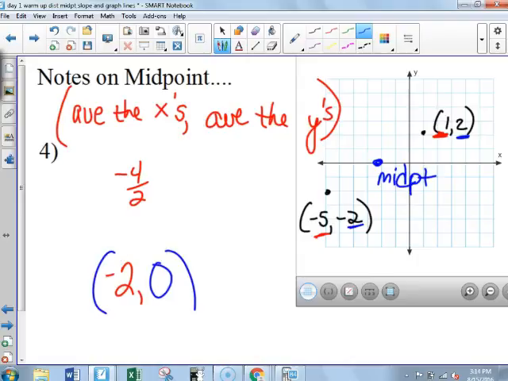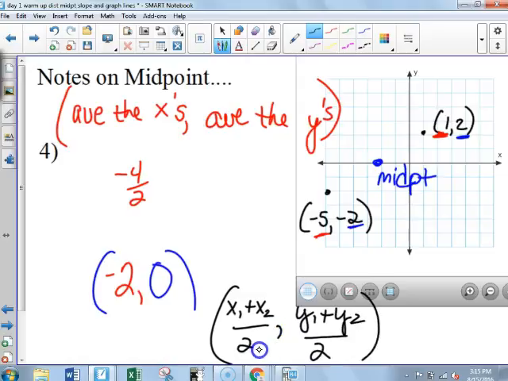So if you wanted a fancy formula, does anybody know what it looks like? Good job. Okay. Midpoint easy? Can do that one?